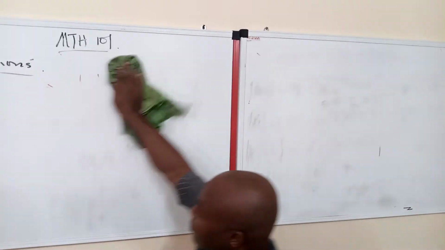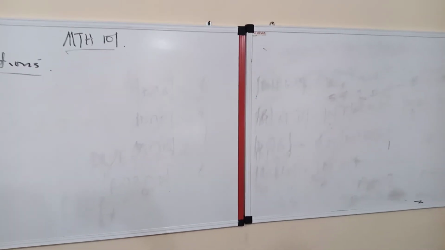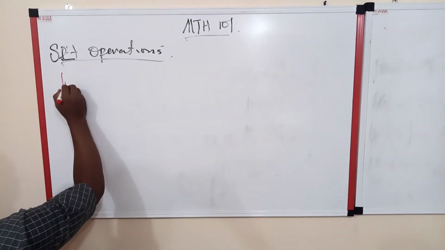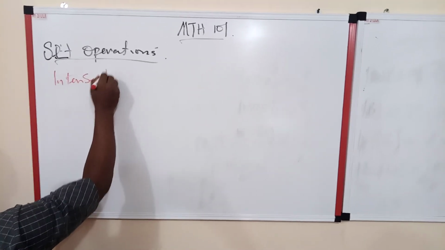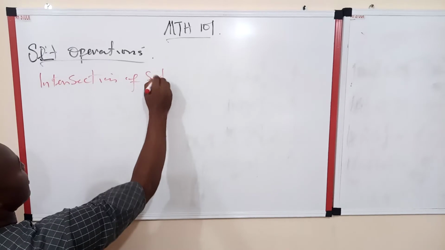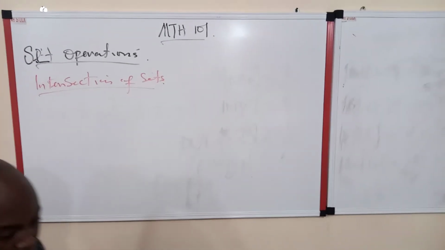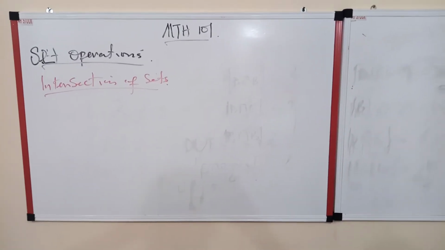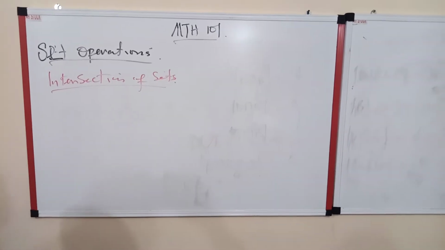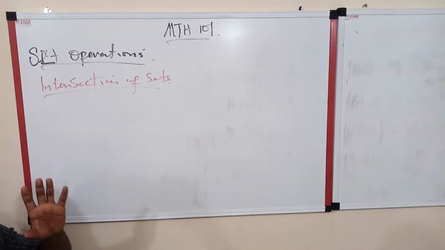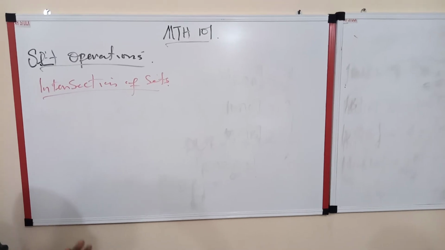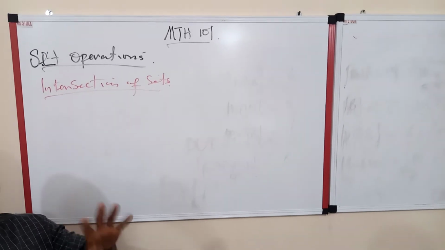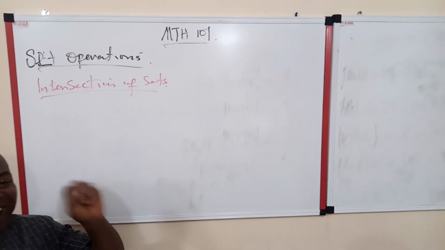Intersection of two sets. Now, what do we mean by the intersection? Know that we are dealing with a set operation. Intersection of sets. What do we mean by intersection? We have been talking about it for the past days. Intersection simply means things that they have in common. If we are considering two sets, the intersection of those two sets is the elements that are common in those sets.